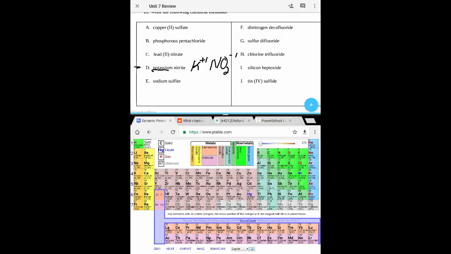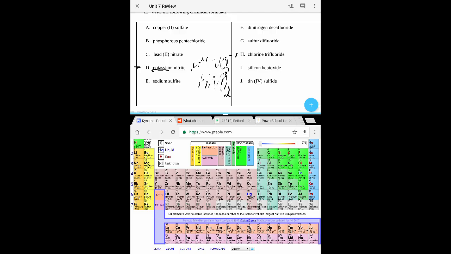Since we have plus 1 and minus 1, the whole goal of ionic compounds is to balance out the charge. Those two charges are going to balance each other out, so we only need 1 potassium and 1 nitrite. Our formula is going to be KNO2. Okay, start out with a nice easy one. Perfect. Now I'm going to erase this because I need some more room.